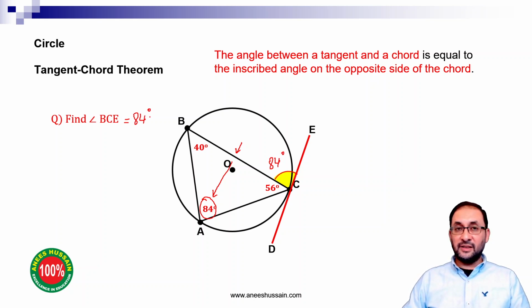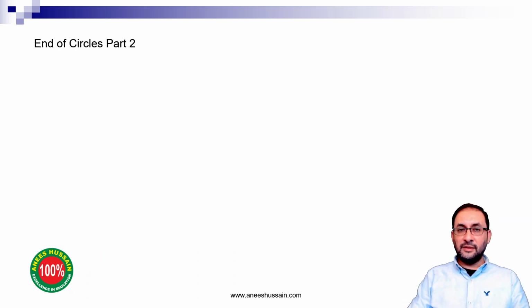I hope that the tangent-chord theorem is now finally clear to you. And this concludes our discussion on the concepts of circles, specifically tangents, chords, cyclic quadrilaterals, diameters, the angles extended by the chords, and the tangent-chord theorem.